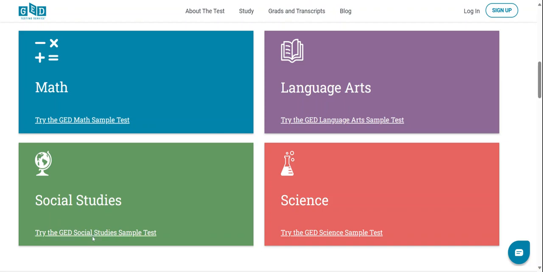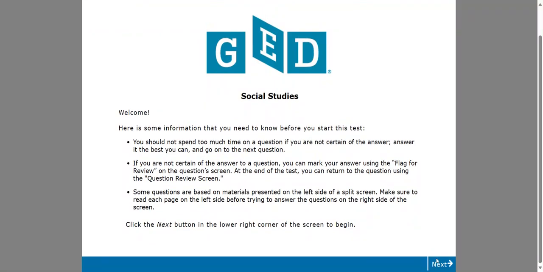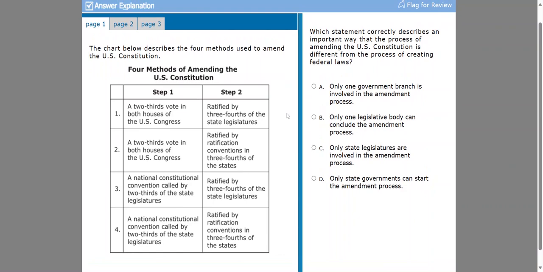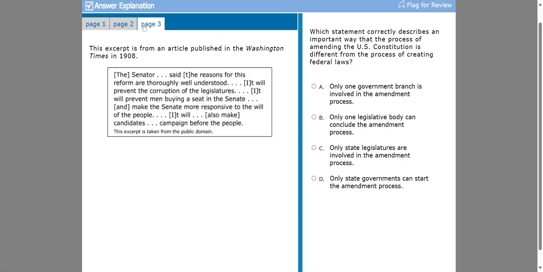Let's go ahead and take a look at it and see what we can expect for the GED social studies section. Okay, the first thing I want you to see, Right Writers, is again, these are only just 9 practice questions. And so we will review these questions one at a time. So this first page is a sample of a chart on the 4 methods of amending the U.S. Constitution. We have page 2, focused on the 17th Amendment. And this third page is an excerpt from an article published in the Washington Times in 1908.